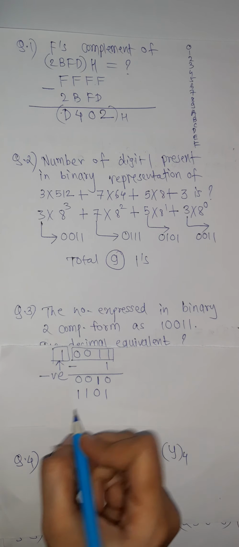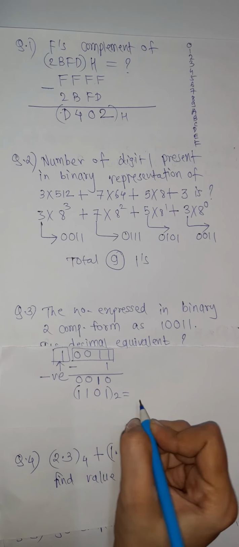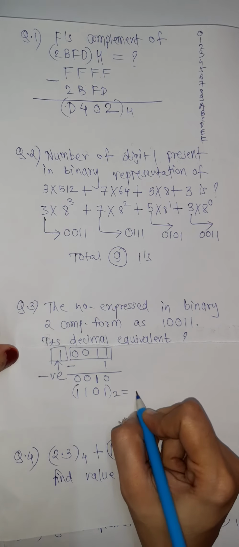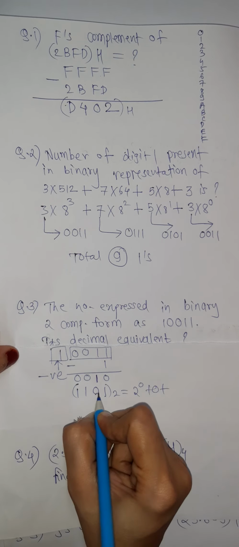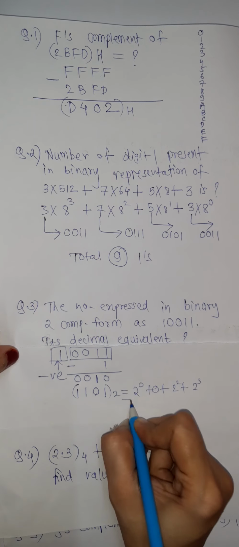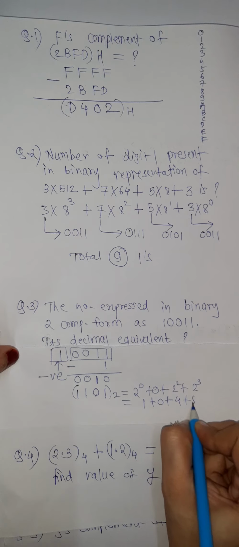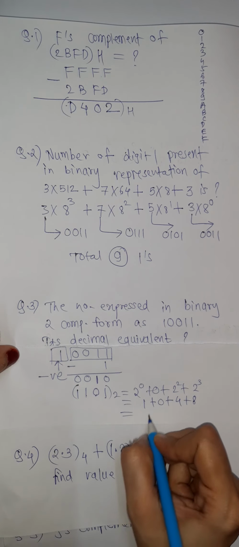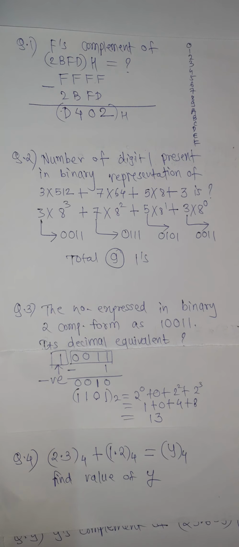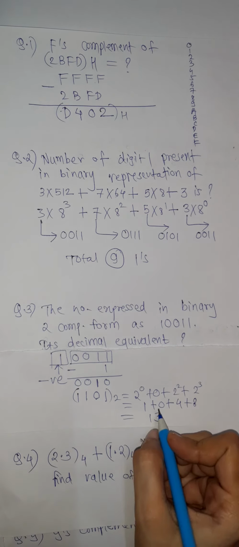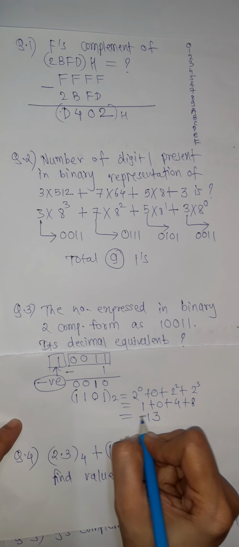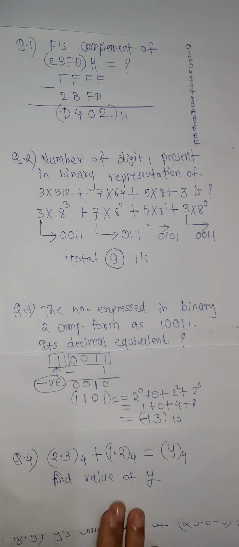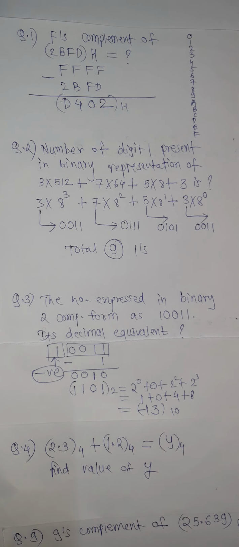To find its magnitude, we can write 1101 in binary as 2 raised to 0 plus 2 raised to 1, but it is 0, so it is 0, plus 2 raised to 2 plus 2 raised to 3, that is 1 plus 0 plus 4 plus 8. 1 plus 4 is 5, 5 plus 8 is 13. So this number is 13, but it has a negative sign, so our decimal equivalent is minus 13. So 2's complement 10011 can be represented as minus 13 in decimal.